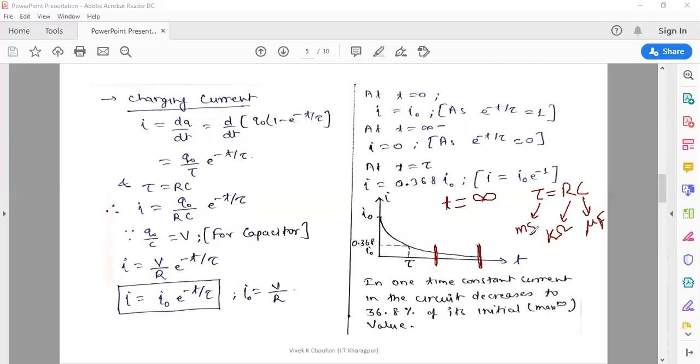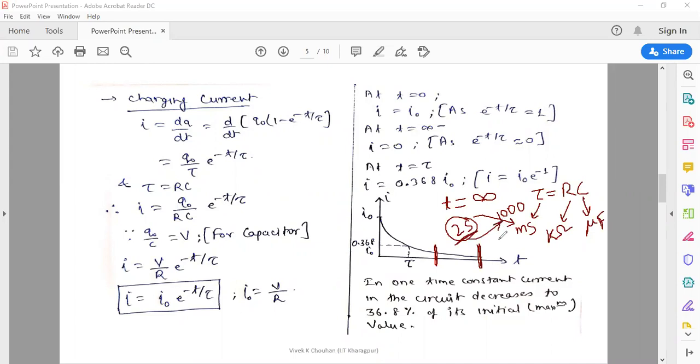Tau will come in the order of milliseconds. Now, if you are seeing your circuit after 2 seconds of the closure of the switch, this 2 seconds is how many times of this time constant? It is approximately 1000 times. So we can say that this 2 seconds is infinitely larger than this tau.